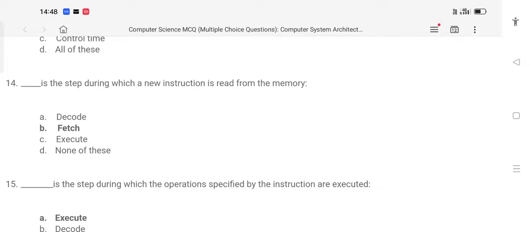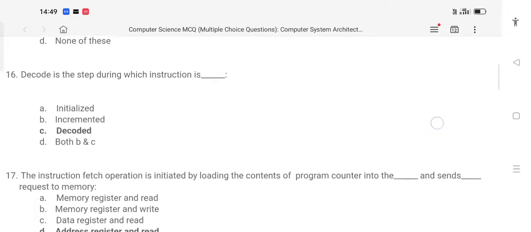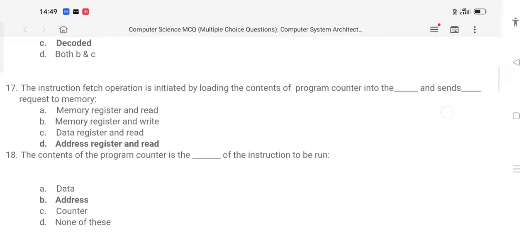Dash is the step during which a new instruction is read from the memory. Fetch. Fetch is the step during which a new instruction is read from the memory. Answer B. Fetch. Dash is the step during which operations specified by the instruction are executed. Execute. 15 answer A. Execute. Decode is the step during which the instruction is dash. Decoded. Decode is the step during which the instruction is decoded.